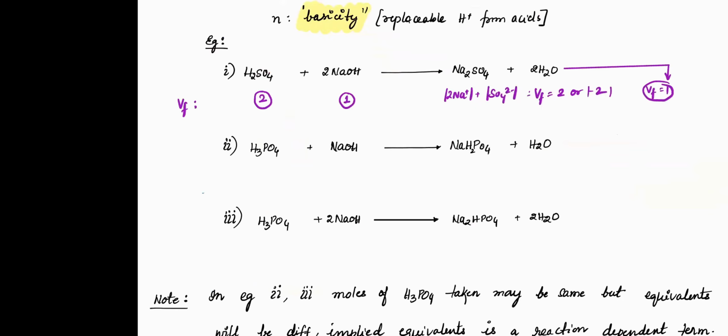Okay. What have you noticed? Valency factor is 2, 1, 2, 1. So this is 2 and 1. And here also it is 2 and 1.